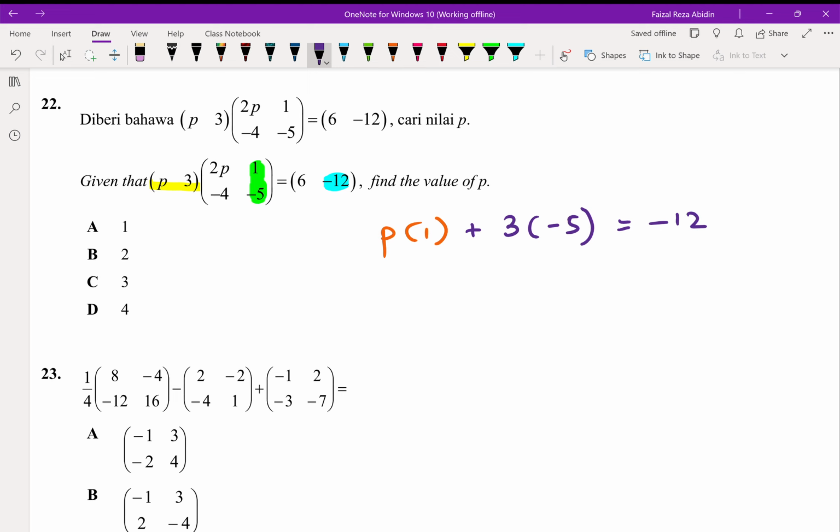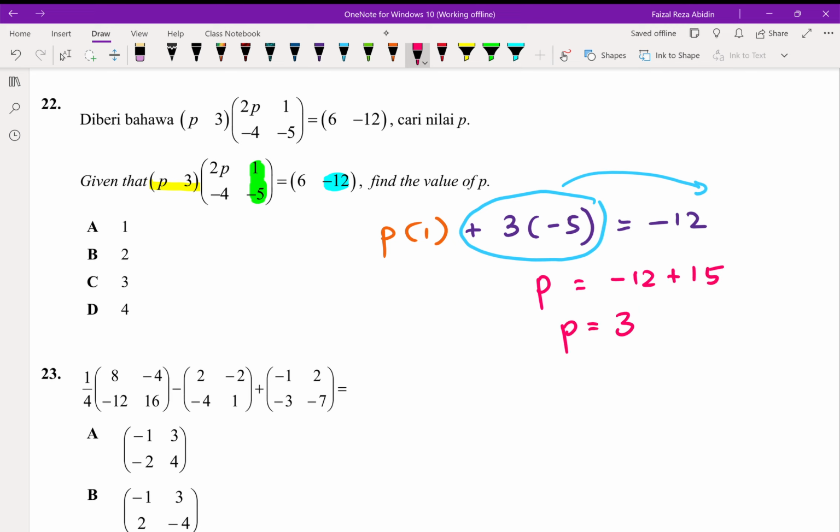If it wants us to bring it to the back, we bring it to the back. But before you do that, what must you do? You get negative 15, which brought to the right side becomes positive. So P equals negative 12 plus 15. So P here is going to be 3. The answer here is going to be C.